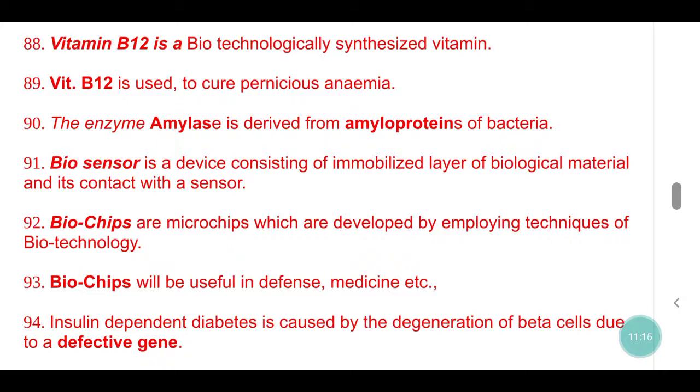A biosensor is a device consisting of an immobilized layer of biological material in contact with a sensor. Biochips are microchips which are developed by employing techniques of biotechnology. Biochips will be useful in defense, medicine, etc.